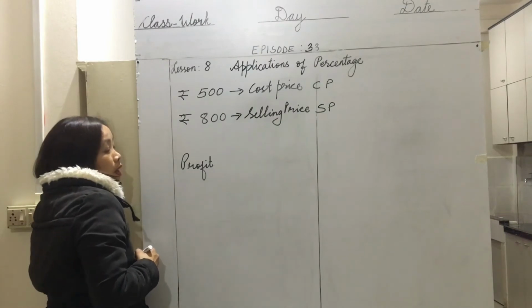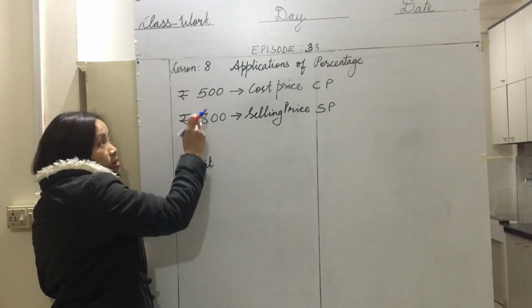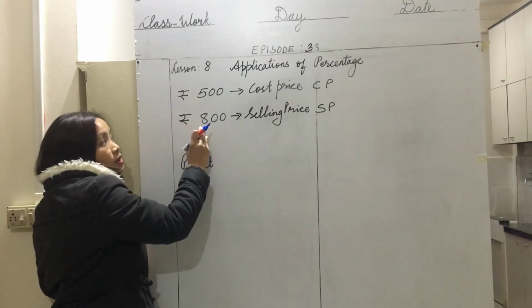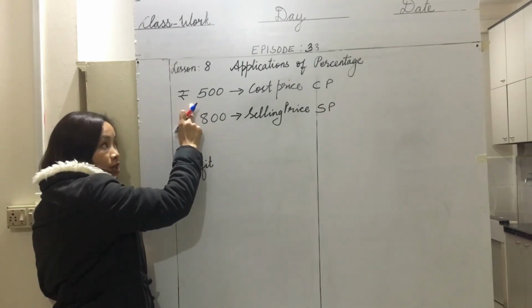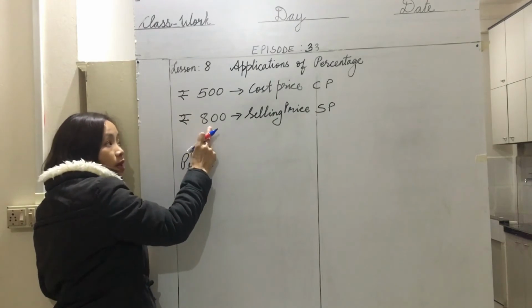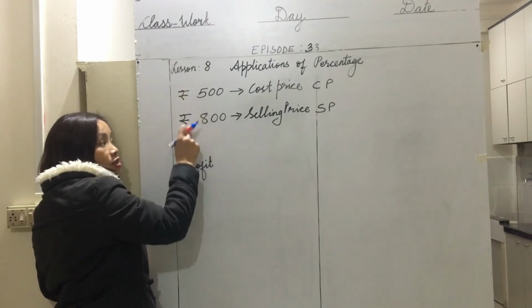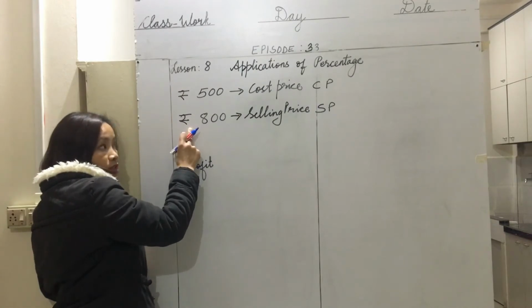So then in this example, a carpenter spent 500 rupees for making a chair and he sold it for 800 rupees, right? So in this transaction we see a profit here, right?